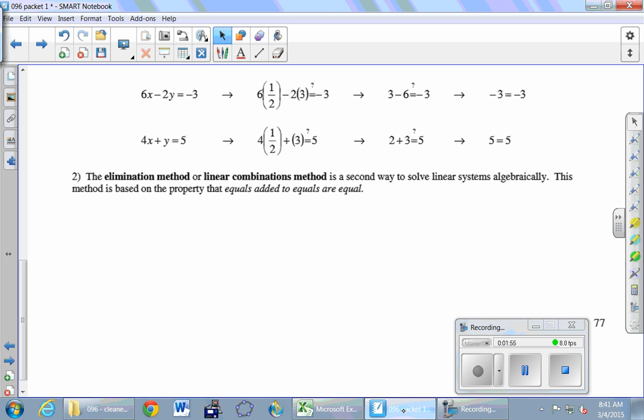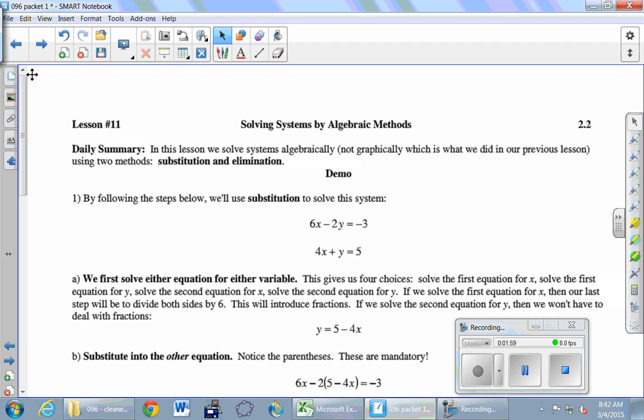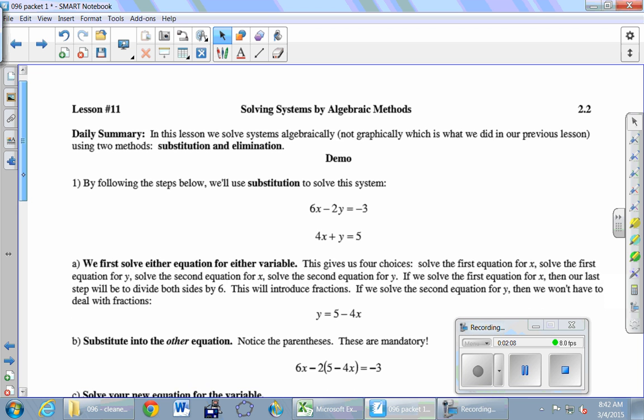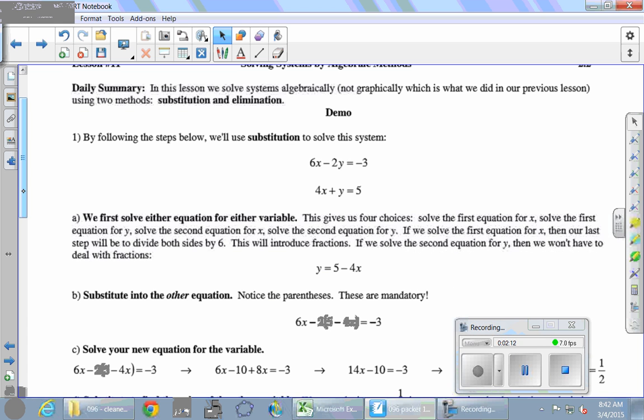All right, so then again, on page 77, we'll jump up here to the top. Daily summary, Lucas. In this lesson, we solve systems algebraically, not graphically, which is what we did previously, in 2 methods, substitution and elimination. Okay, thank you. So the first method we're going to talk about is this thing called substitution.